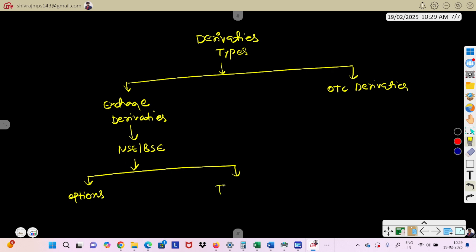Then we have futures as well. Futures again are a part of derivatives. Another one is CDS, which is credit default swaps. Credit default swaps and premium, meaning insurance premium, I would say. Both are the same.